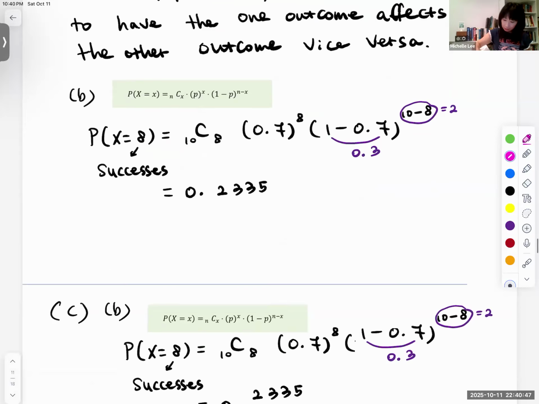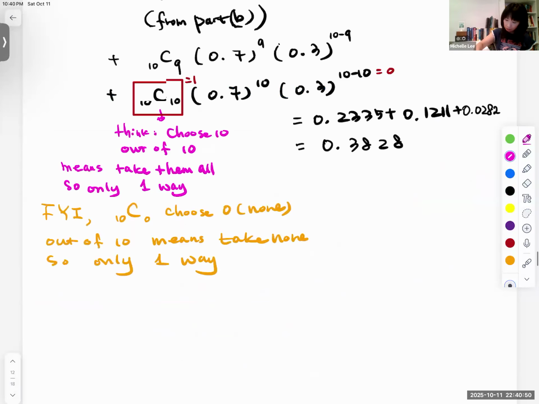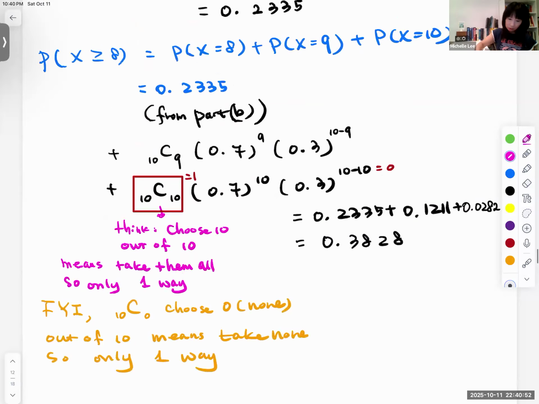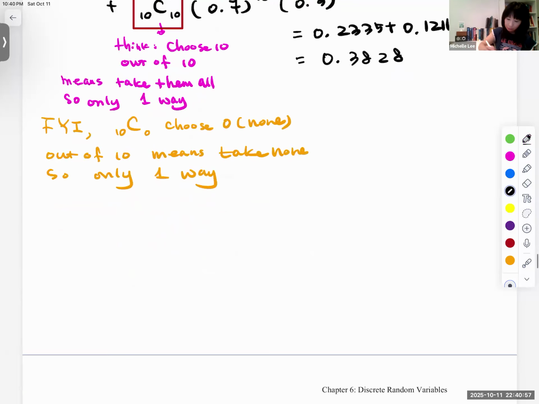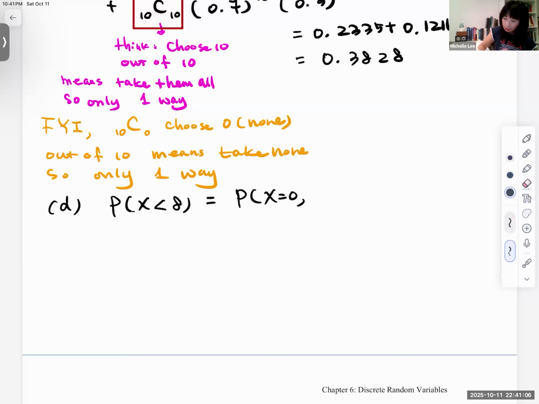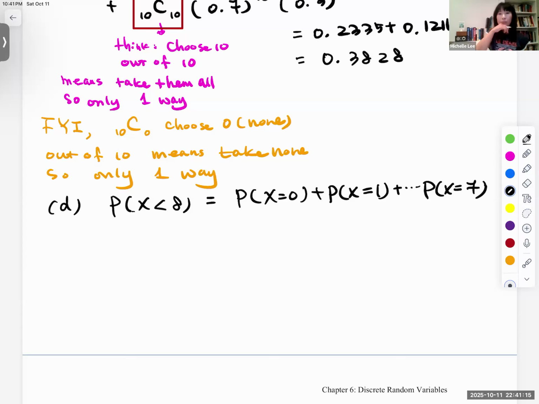What do you think? So the probability, right? So x equal to 0, 1, up to 7. Yeah, it's a lot of work. How do you do? Very good.